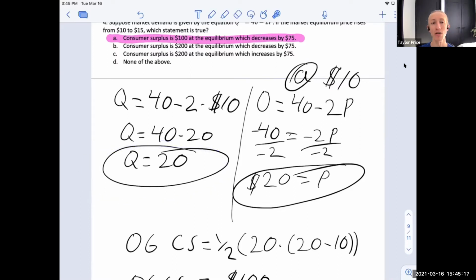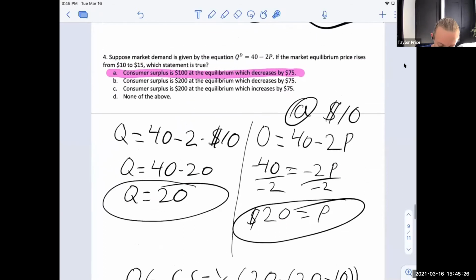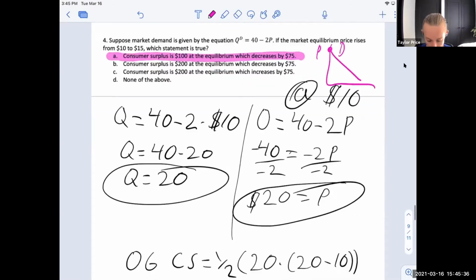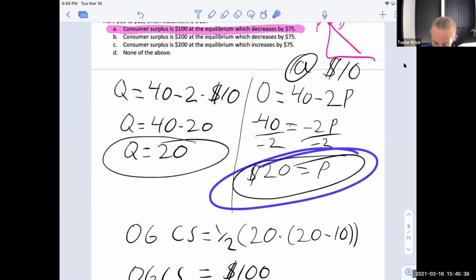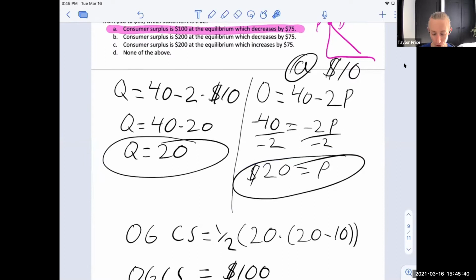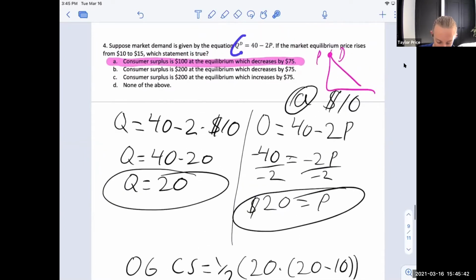Then we need to figure out, because remember, we're computing consumer surplus, we need to determine what is the maximum price. So basically, what is the price where the demand curve intersects with the price line? And so in this case, that's going to be a 20. And we figure that out by just putting 0 into the demand equation for quantity and then solving.